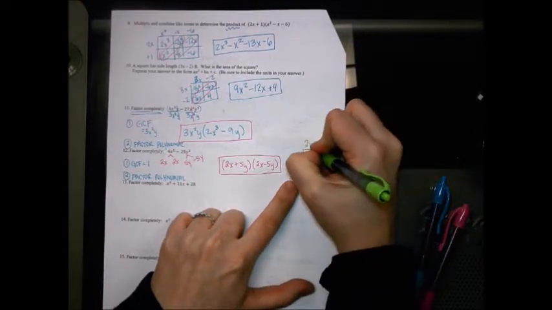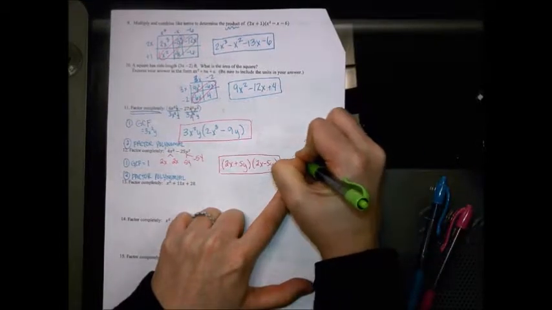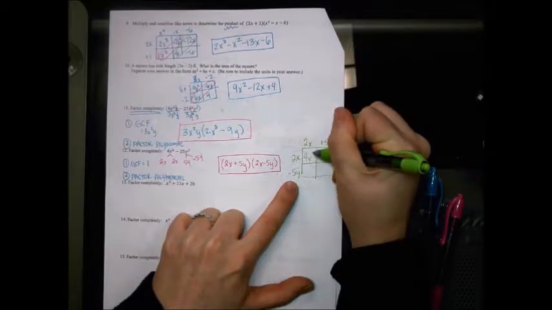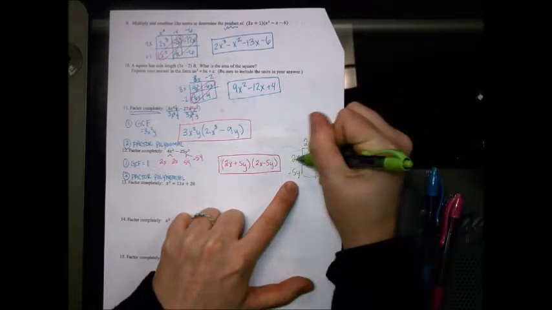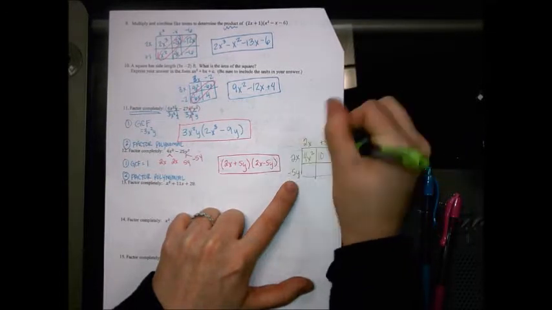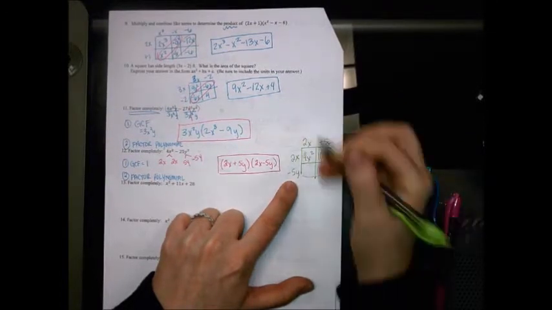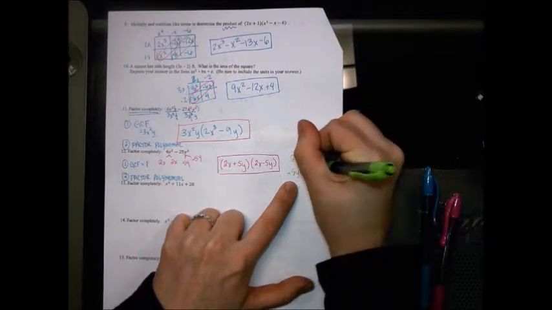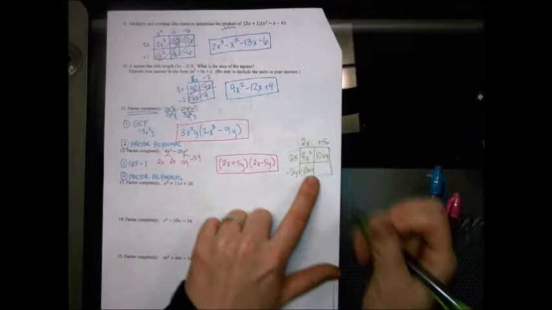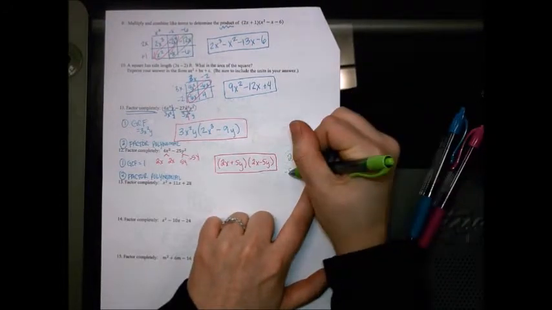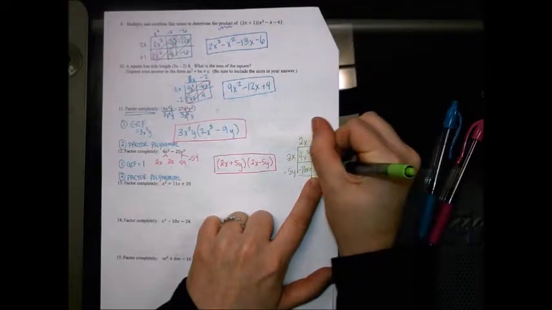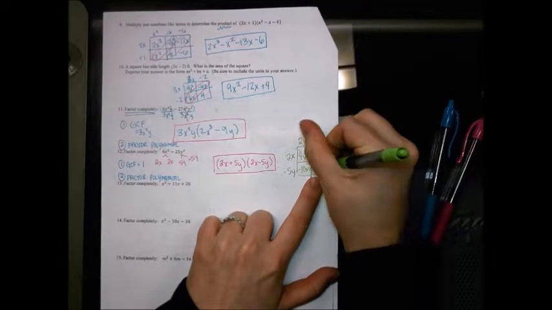Multiplying 2x plus 5y times 2x minus 5y, I get 2x times 2x is 4x squared. 5y times 2x, 2 times 5 is 10, x times y is xy. 2x times negative 5y: 2 times negative 5 is negative 10, x times y is xy. Negative 5y times 5y: 5 times negative 5 is negative 25, y times y is y squared.